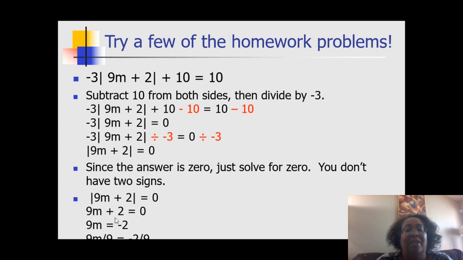So when I do 9m plus 2 equals 0, first I have to get rid of the 2 by subtracting 2 on both sides. And that leaves me with 9m is equal to -2. And then I have to divide that 9m by 9 so that I can isolate m. And when I do that from both sides, I get m is equal to -2 over 9. And I'm going to just leave it as a fraction instead of make it decimal.